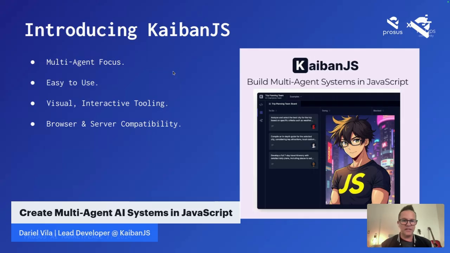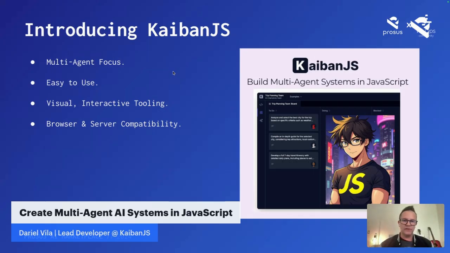So we try to create a multi-agent framework with a focus just on multi-agent work. And we tried to make the API really simple to use, because one pattern found in the JavaScript community is that they are not super aware about LLMs, about AI. So we try to make it super simple to understand.